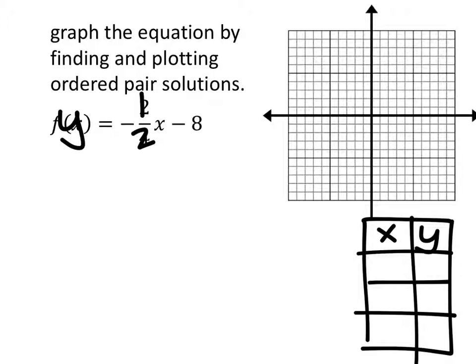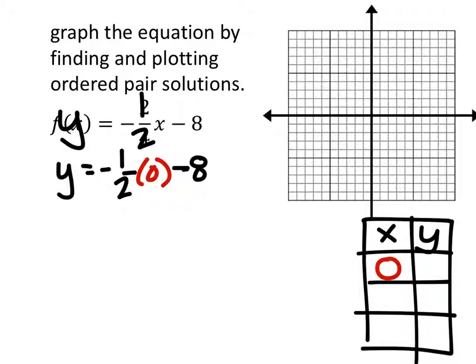Now, as we said before, in this form, it is very nice to choose an x value that's 0 and find the corresponding y value, because when I do that, I get y equals negative 1/2 times the x, which is now 0, minus 8. Well, anything multiplied by 0 is 0, which means this becomes a phantom 0. And again, I get my corresponding y value at negative 8. So I have this point at 0, negative 8.